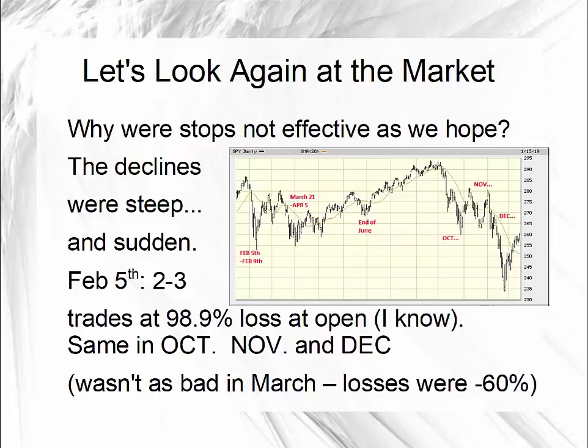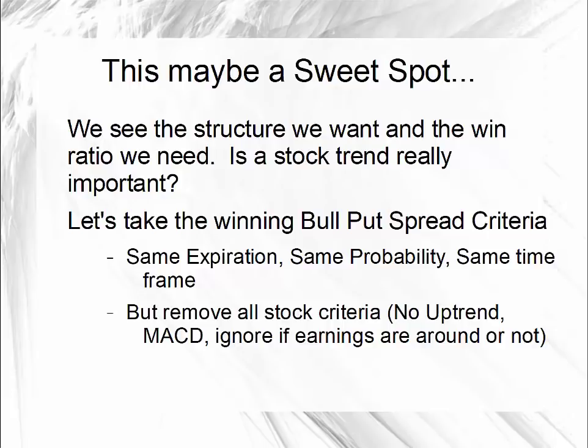Looking for that lower probability and that higher return actually isn't successful long term, unless you really get it right 75, 78, maybe 80% of the time. Looking for a higher probability of 85% with a lower return actually seems to be the right structure, and maybe even a sweet spot for these positions. So we see the structure we want and the win ratio we need. If we've just shown that being right 85% of the time and taking an average win of 15% and allowing the average loss to be even as high as 88%, we could be successful.